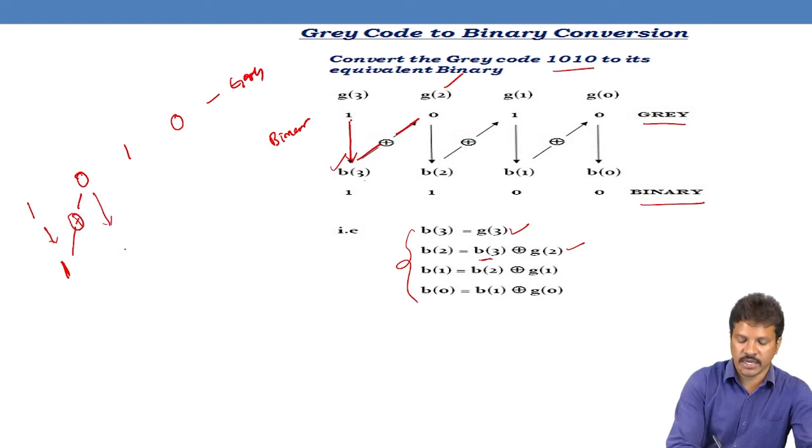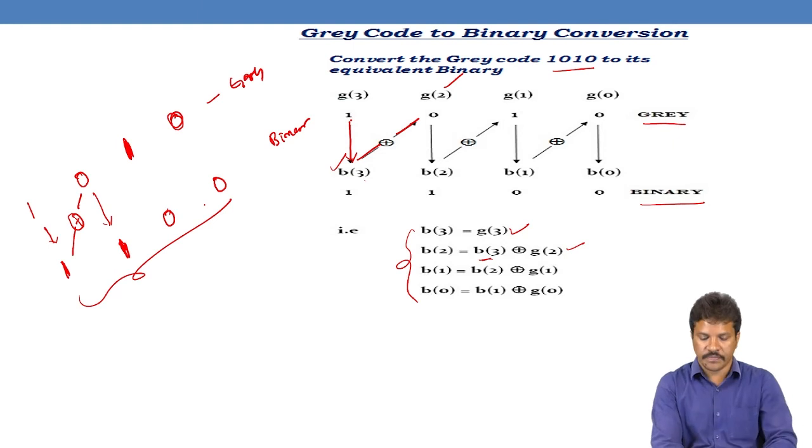1 XOR 0 is 1. Similarly, this one XOR with this one, B2 XOR with G2, you will get B1, XOR number is 0. And this number XOR with this number, you will get 0. So our binary number is 1100 for the given gray number 1010.